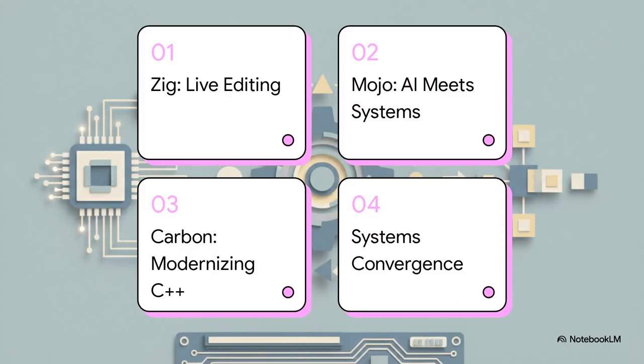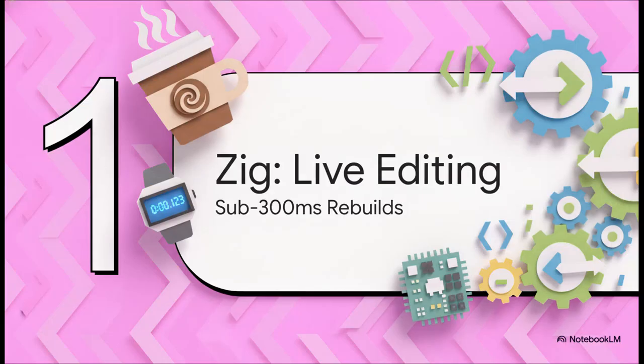Here's our agenda for today's explainer. We're going to cover the post-Rust renaissance, then we'll look at Zig's live binary editing, dive into how Mojo brings AI to systems programming, see how Carbon is modernizing legacy C++, and finally, wrap up with the systems programming convergence. Let's kick things off with Section 1, Zig and live binary editing.